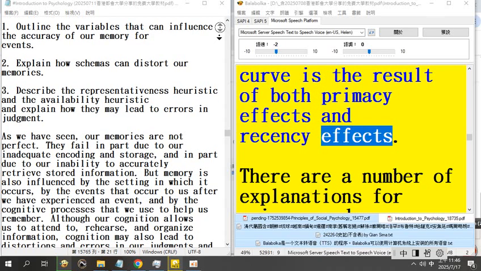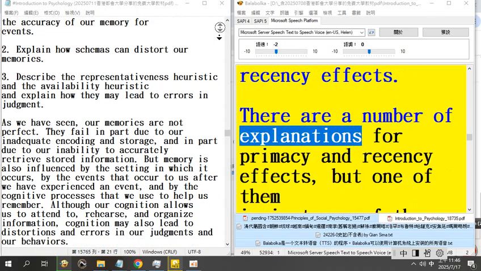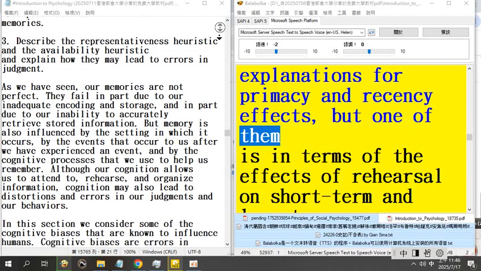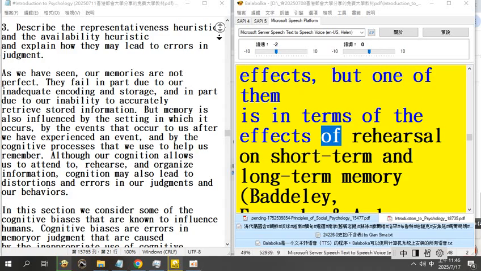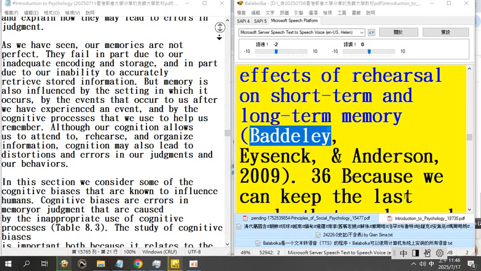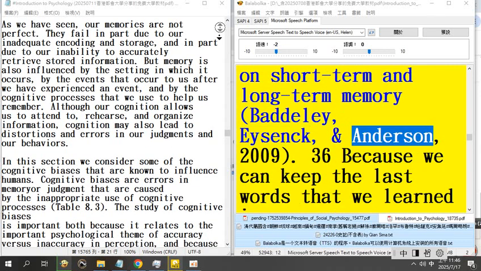There are a number of explanations for primacy and recency effects, but one of them is in terms of the effects of rehearsal on short-term and long-term memory. Baddeley, Eysenck, and Anderson, 2009.